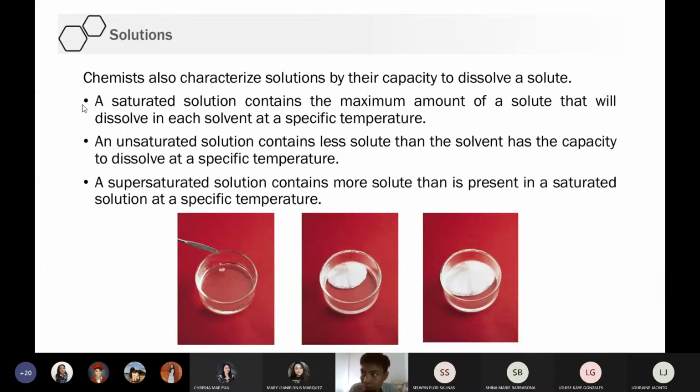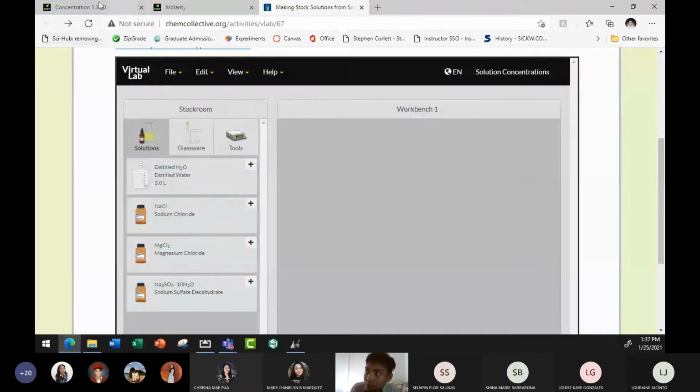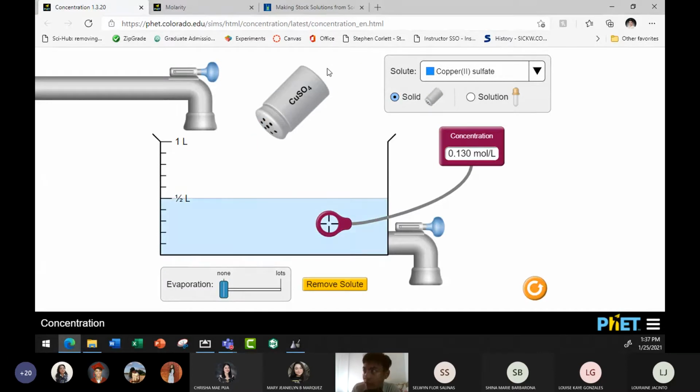So let's look at our virtual laboratory here. Ma-explore natin sila lahat, no? So we have here this solution. Our solute will be copper 2 sulfate, no? So ito, wala pa tong solute. So kumbaga ito ay pure substance pa lang. Water lang to, no? So lagyan natin ng onting solute. Okay. So may onting solute tayo.